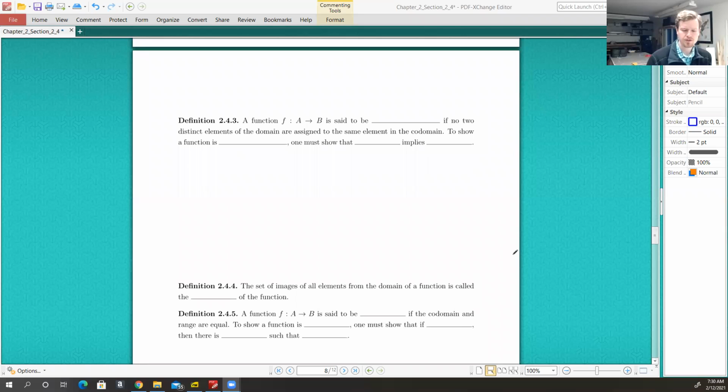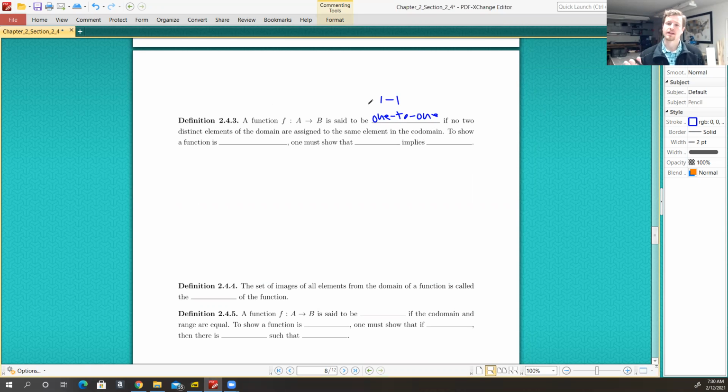Welcome to the workshop. We want to continue taking a look at section 2.4, functions, and we're going to consider some additional definitions that you may not be familiar with. All right, so our first definition is a function is said to be one-to-one, which can be shorthanded 1-1. A function is said to be one-to-one if no two distinct elements of the domain are assigned to the same element in the codomain.